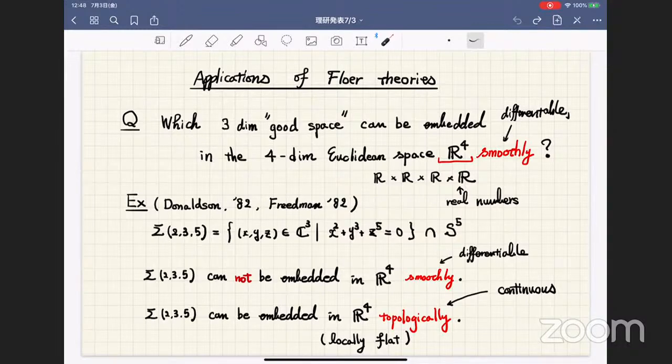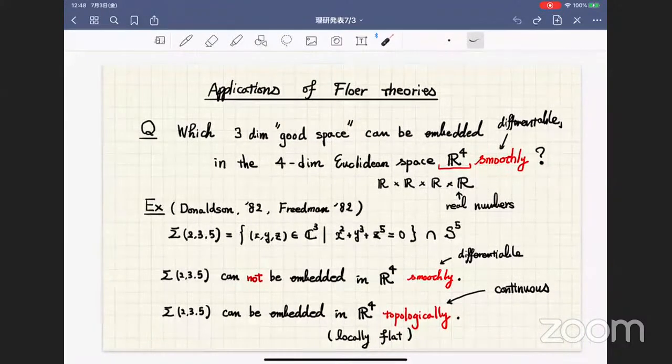May I ask a question? Go ahead. I have a question about the last example. I don't know Freedman's work. Do you need to use Floer theory to prove both of the statements? I mean, the unembeddable and embeddable statements.